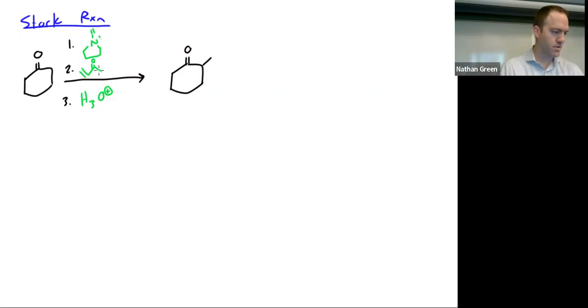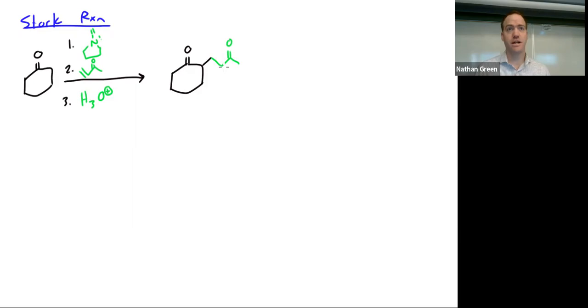So 1, 2, 3, 4 carbons. 1, 2, 3, 4 carbons. There would have been a double bond there, but it took a proton and then tautomerized, and turned into our carbonyl. I'm going to show you these steps, the mechanism for this.